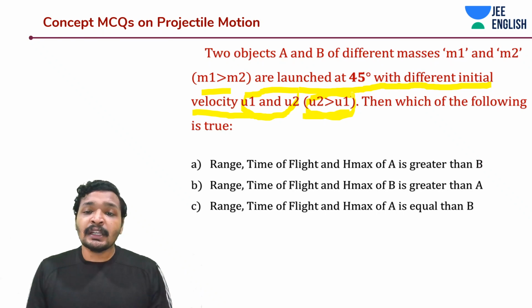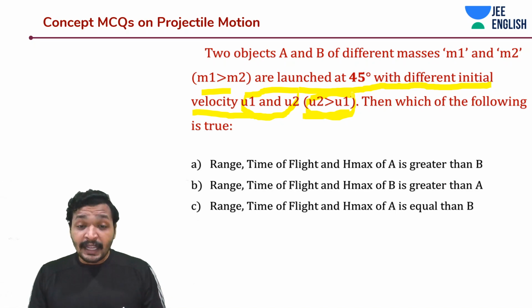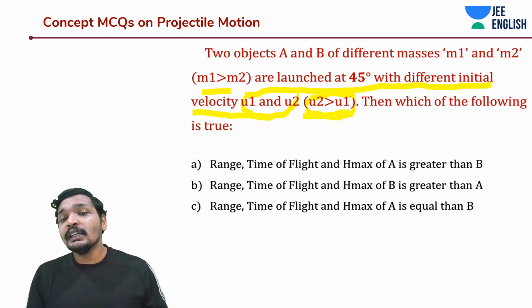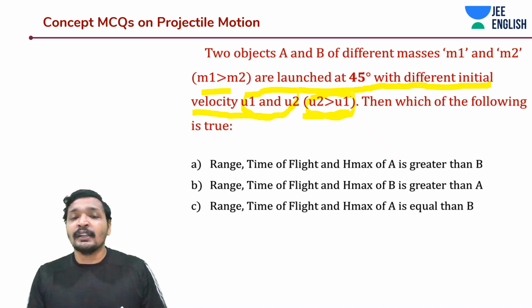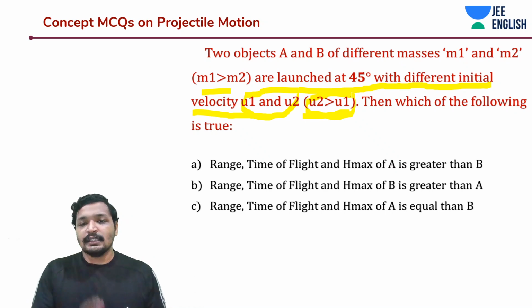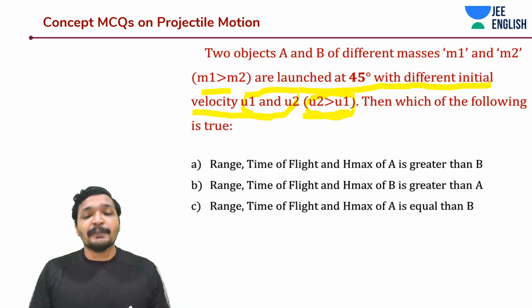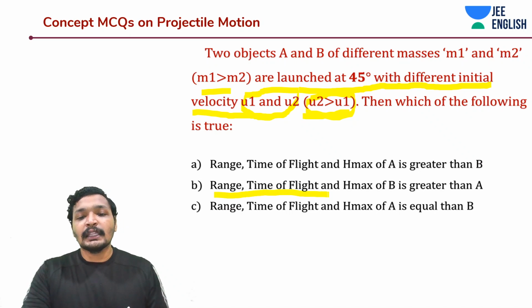That also tells you something about its range, maximum height and time of flight. The range, time of flight and Hmax for which one is going to be greater? The one with the more initial velocity, because they have a lot of velocity to drain along the y-axis. So that also means the range, time of flight and Hmax of B is going to be greater than that of A. Keep solving it, guys.